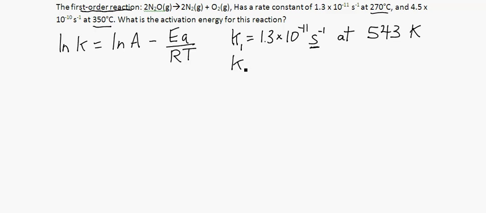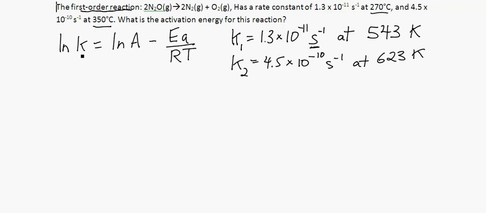I'm going to add 273 to that to turn it into Kelvin. And the rate constant was 4.5 times 10 to the power of negative 10 inverse seconds at 350 degrees Celsius, which is 623 Kelvin.